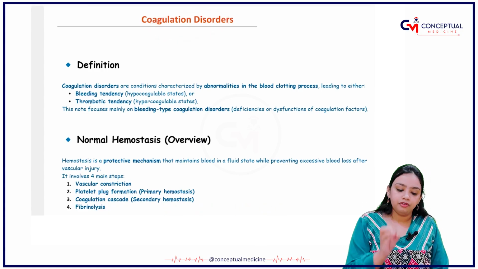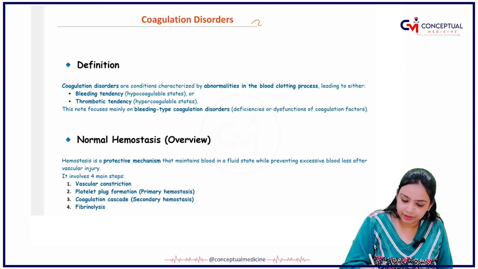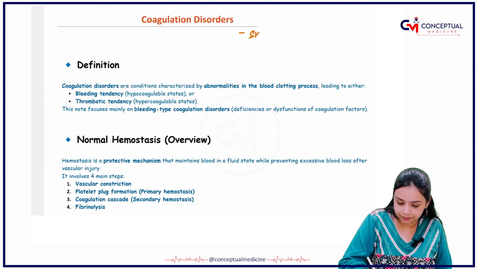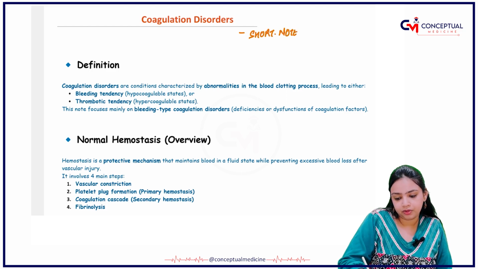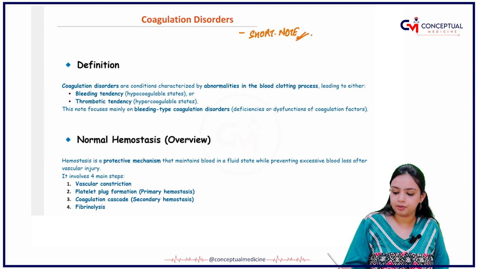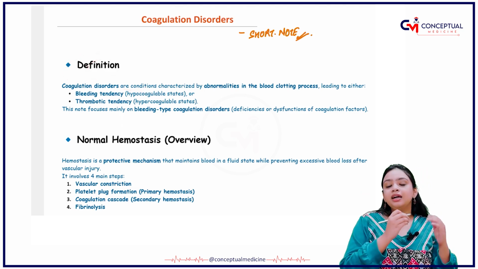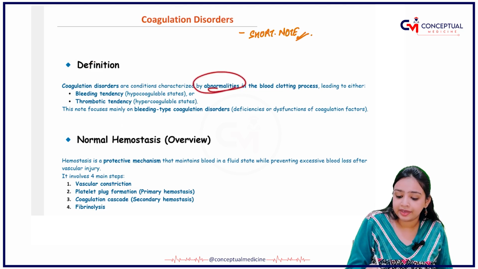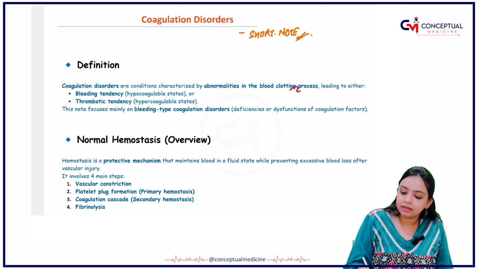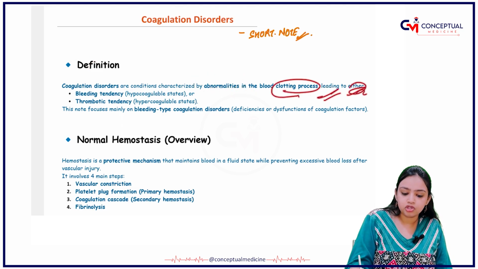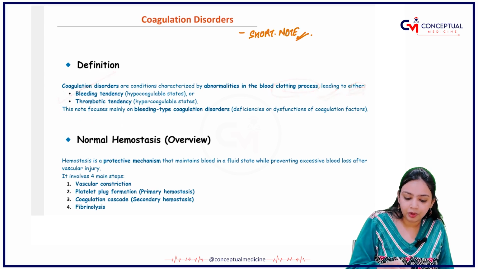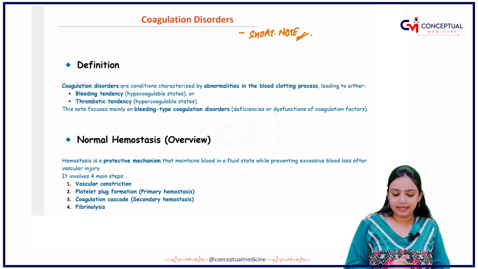Now we will be studying about the coagulation disorder. From coagulation disorder you will be getting a short note, so study that topic in that perspective. Coagulation disorders are basically conditions characterized by abnormalities in the blood clotting process that lead to the bleeding tendency or the thrombotic tendency.